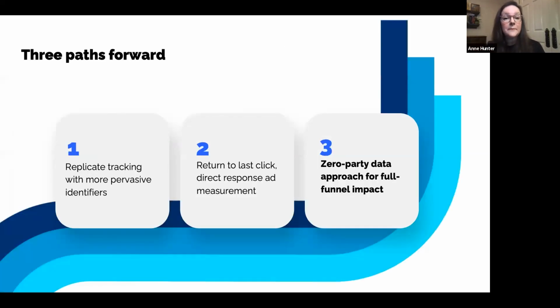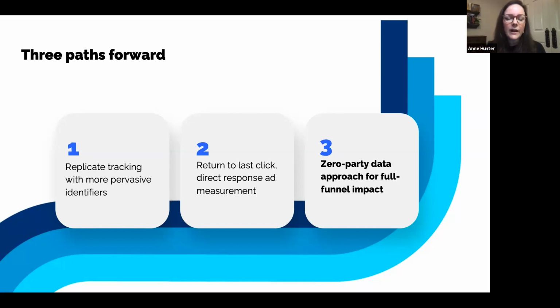So ultimately, brands now have a choice. They've got a couple ways to go forward, and there are three paths. One, they can replicate the tracking of cookies and mobile IDs with more pervasive identifiers. They can develop complex technological workarounds that embed identifiers deeper into consumers' lifestyles, into consumers' digital lives, that are harder for them to get rid of.